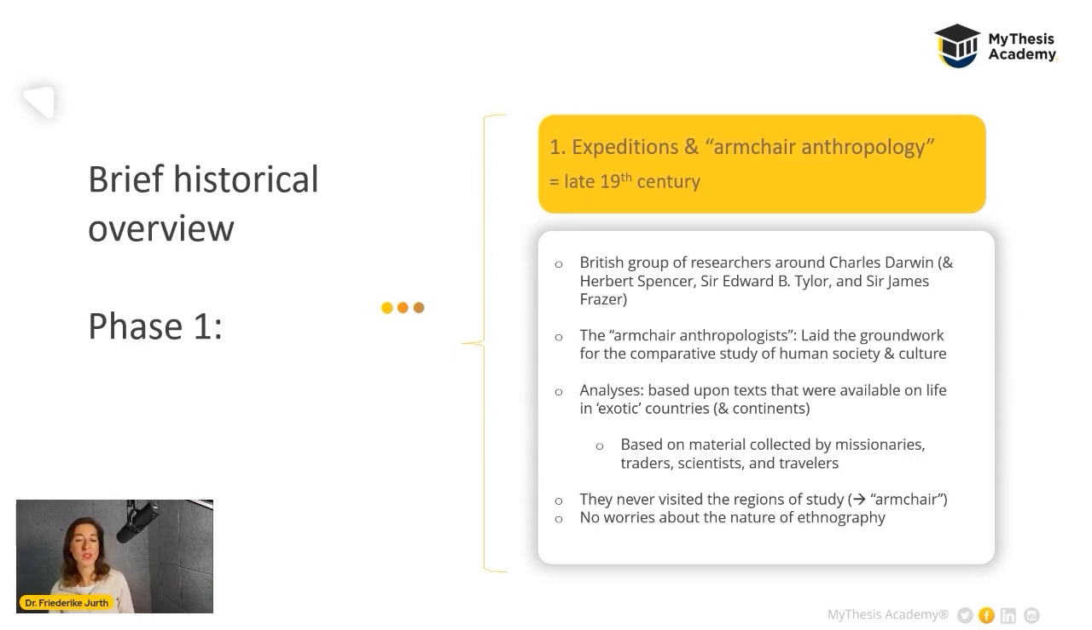But at this time, it is also important to know that the premises and the worries about the nature of ethnography and of what it means to collect data and to record natural situations was not really the same concern and didn't have the same weight like today. So that's why the armchair anthropologists wrote about foreign countries and exotic regions, other continents, and relied on the material which other travelers brought back home.